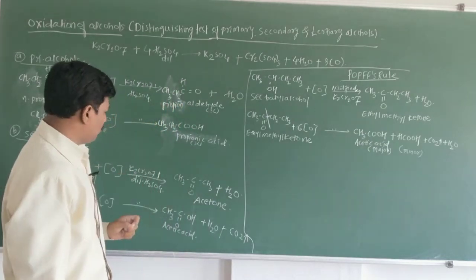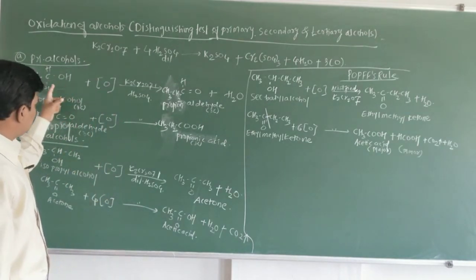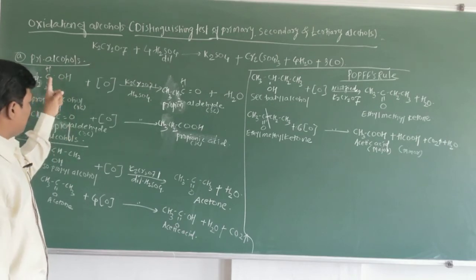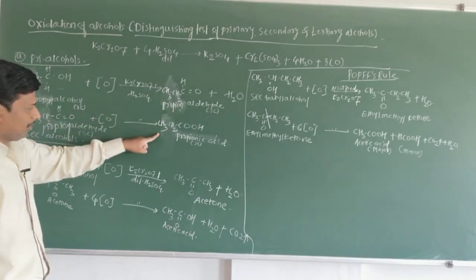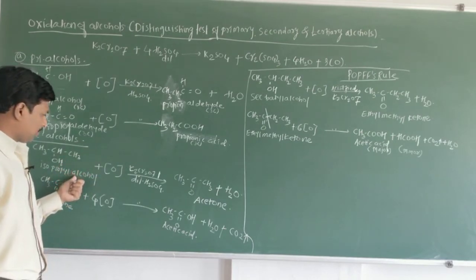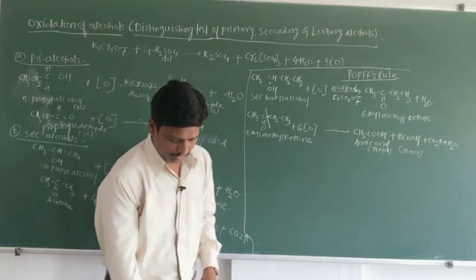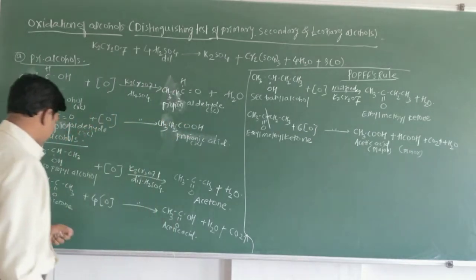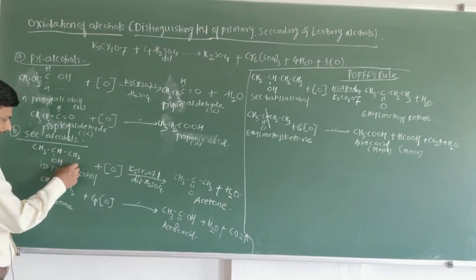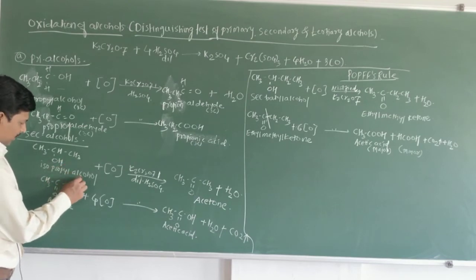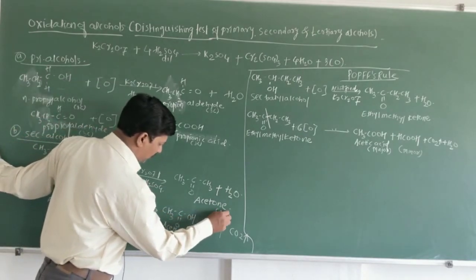Now see one more important point from this reaction. As I have already told you, primary alcohols on oxidation give first of all aldehydes, and aldehydes on oxidation give carboxylic acids, whereas secondary alcohols on oxidation give ketones, and ketones on oxidation give carboxylic acids. One more point: the secondary alcohol, for example isopropyl alcohol, contains how many carbon atoms? 3 carbon atoms.